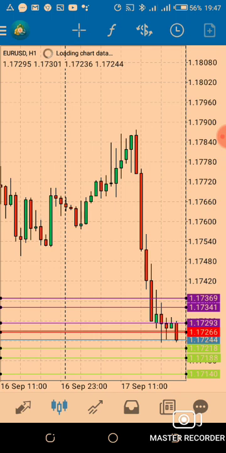Remember, I drew it on H1, but please, if you want to draw your own, make sure you draw it on your H4. It is good to trade pivot point on H4, or D1. Don't trade it on a lower time frame. Always trade it on a higher time frame.